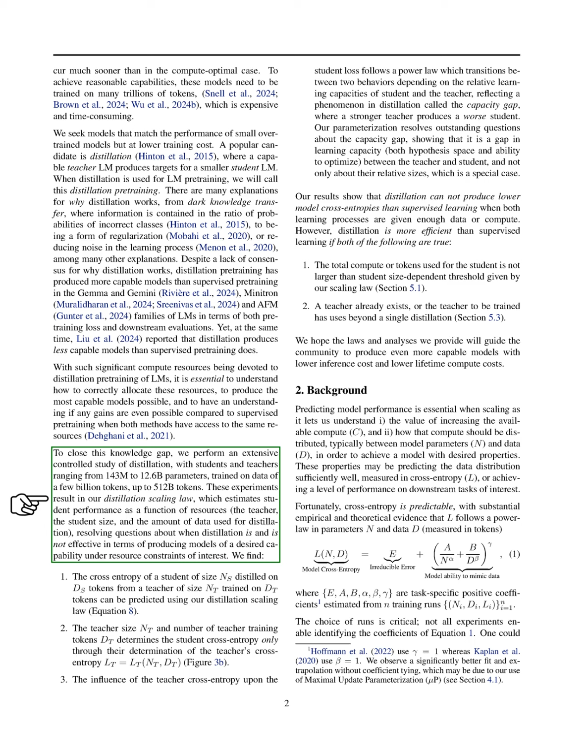To address this knowledge gap, we conduct a thorough controlled study of distillation, examining models ranging from 143 million to 12.6 billion parameters, trained on data from a few billion to 512 billion tokens. Our findings lead to the development of a distillation scaling law, which predicts student performance based on the resources used, including the teacher model, student size, and the amount of data for distillation.